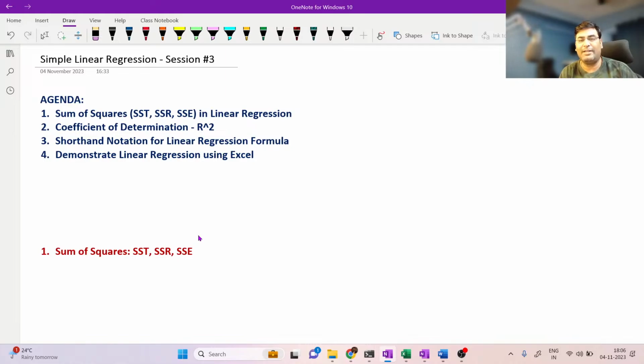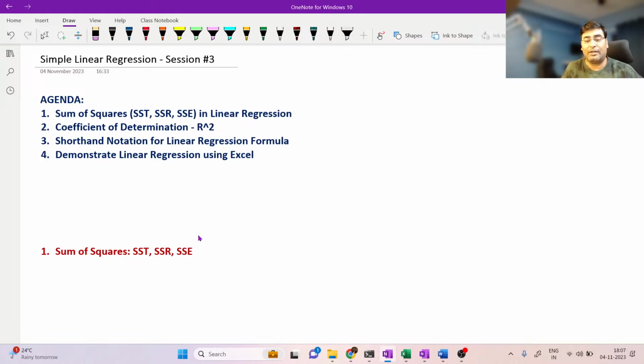These are broadly known as sums of squares, and they are SST, SSR, and SSE: sum of squares total, sum of squares error or residue, and sum of squares regression. Once we have gone through these sums of squares, we can bring in the coefficient of determination, which is a really good measure for linear regression.